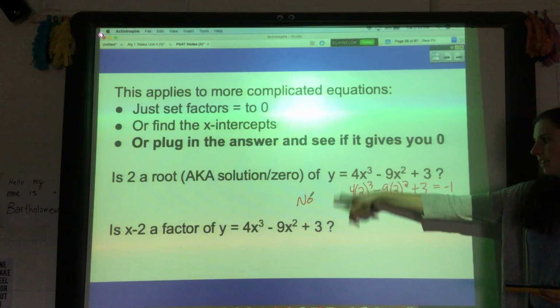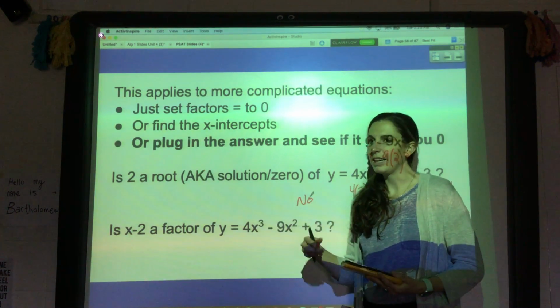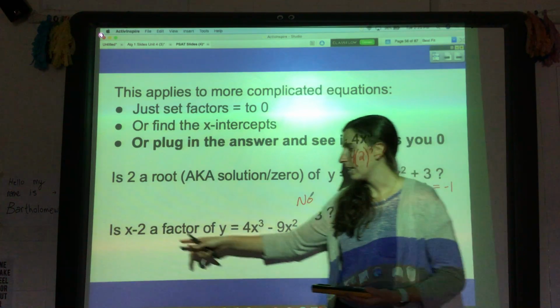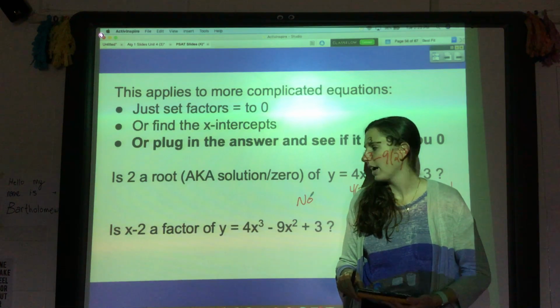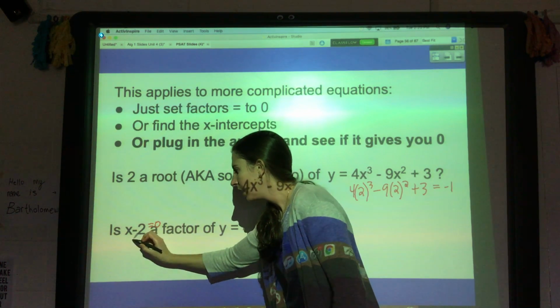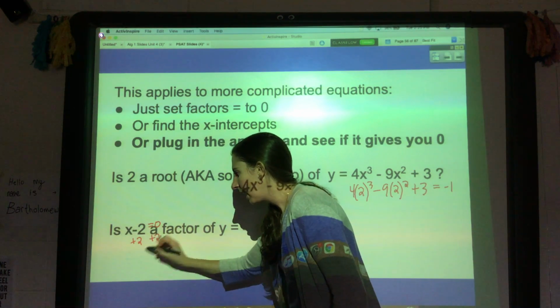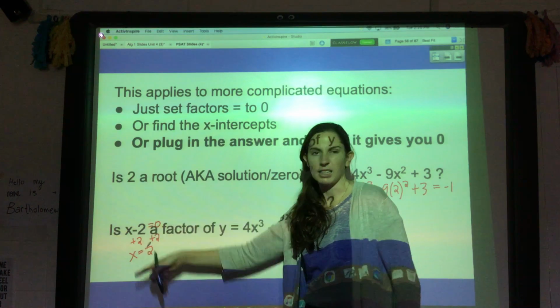By the way, this and this are basically the same question. Is 2 a root is asking the same thing as, is x minus 2 a factor? Because to tell if it's a factor, I would turn this factor into a solution, you would do plus 2, and you would get x equals 2. So basically, these are asking the same thing.